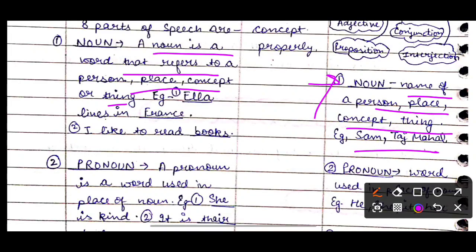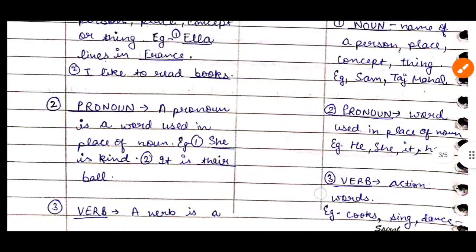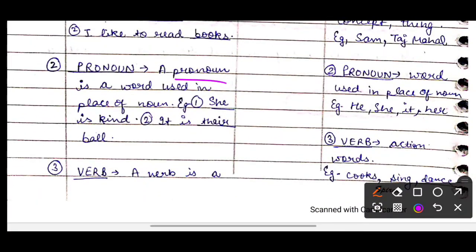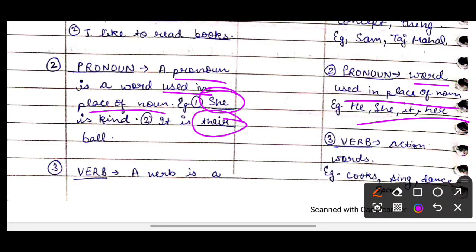Here we will give them the example. Ella lives in France. So Ella and France are what? Nouns. Okay, I like to read books. Books is a noun. Then the next part of speech is pronoun. We'll tell them a pronoun is a word used in place of a noun. Here also we'll write, word used in place of noun, and we'll give them examples: he, she, it, her. And here we have given examples in sentences. She is kind. So what is the pronoun here? She. Okay, it is their ball. So there is a pronoun.